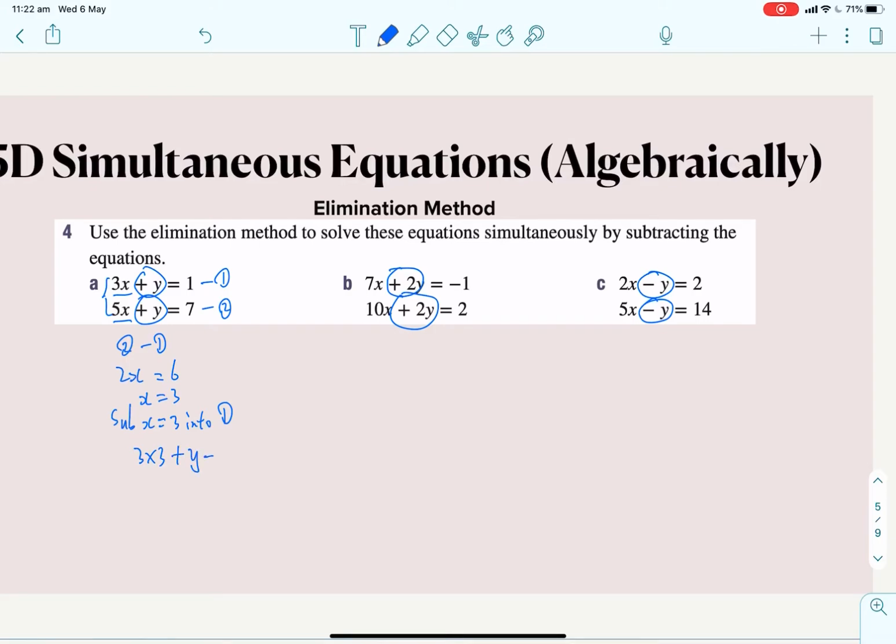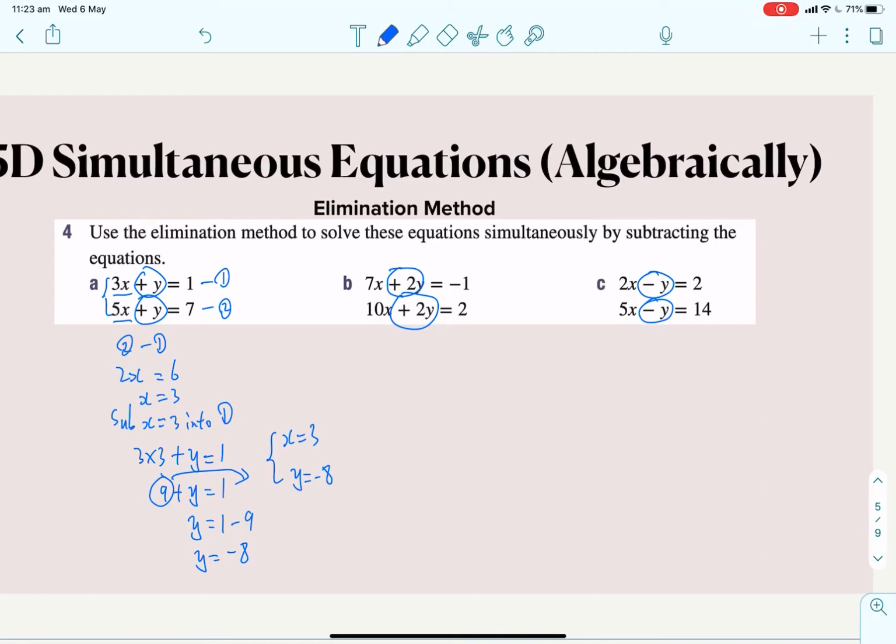Plus y equals 1. 9 plus y equals 1. So then, 9 plus something equals 1. Must be a negative number. So if you're not sure, then we move this to the other side. Positive 9 becomes negative 9. y equals 1 minus 9. y equals negative 8. Yep. So we got x equals 3, y equals negative 8.